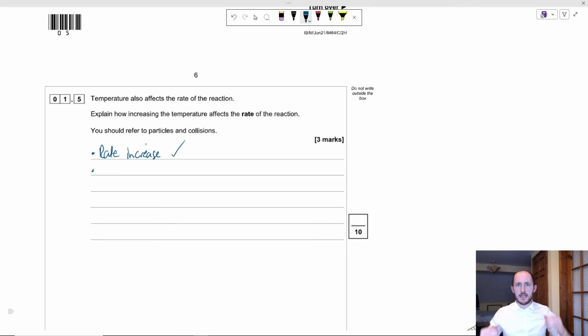Okay? Now, why does it increase? Well, imagine you have a gas, right? And they're moving quite slowly, right? The chance of them hitting is kind of low. And when they do, they're probably not going to react because they're just bumping each other. But now imagine if they're moving really quickly, right? It's more likely they're going to hit each other. And it's more likely that they're going to hit each other with enough force to actually undergo a reaction. So now we just need to change that into words.